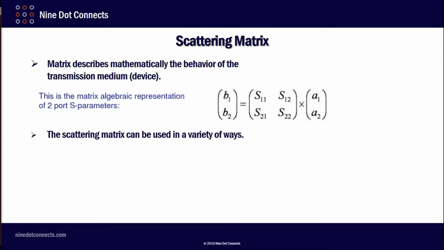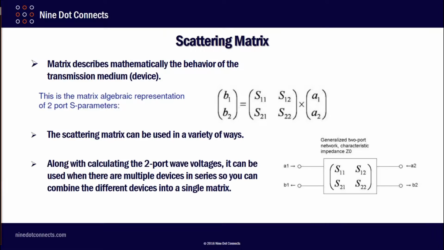The scattering matrix can also be used in a variety of other ways. Along with calculating the 2-port wave voltages, it can be used when there are multiple devices in series so that you can combine the different devices into a single matrix. This is done all the time in simulations. If I have a transmission line that has to go through a filter and then out of the filter to a different type of transmission line, you can combine the individual S matrix of all 3 portions into one single matrix.